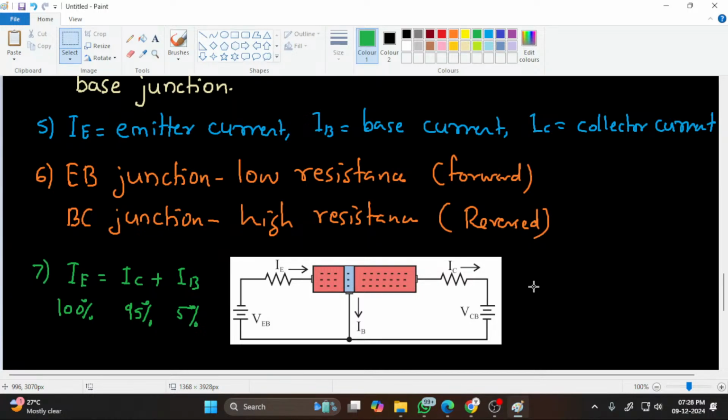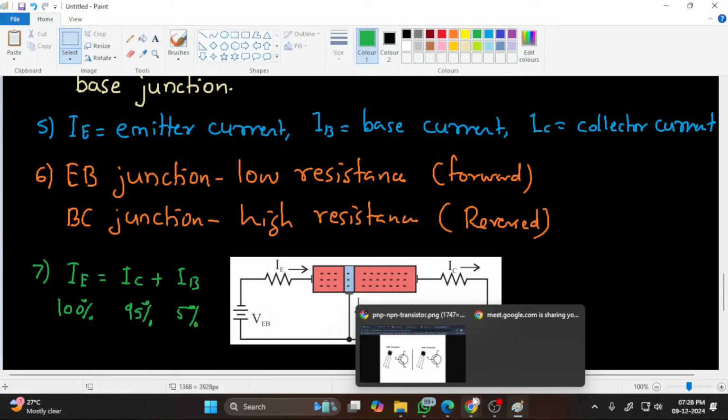So that is the working of a transistor. Tomorrow we will see the input output characteristics of transistors and logic gates. So we will stop here today. Tomorrow we will continue. Okay.